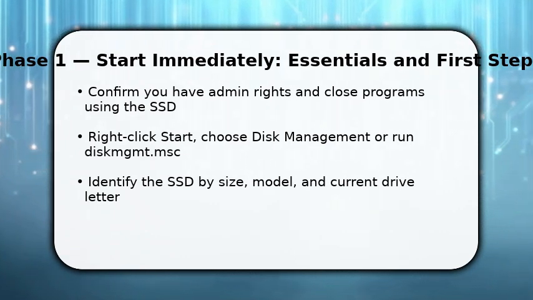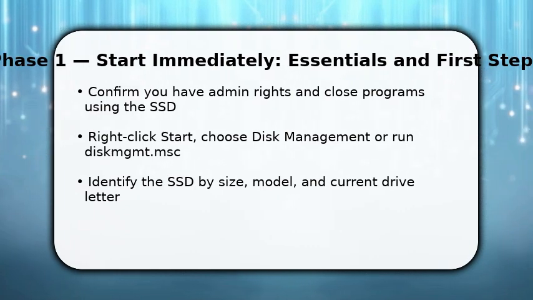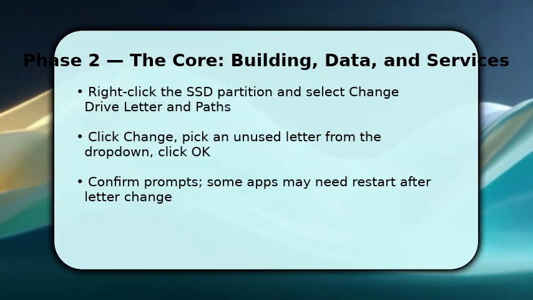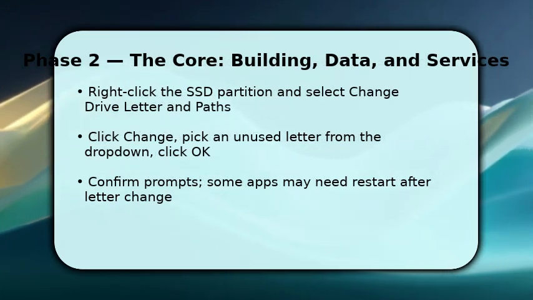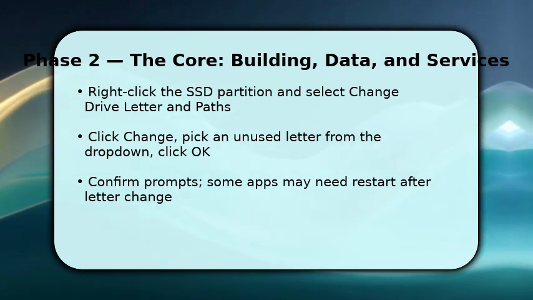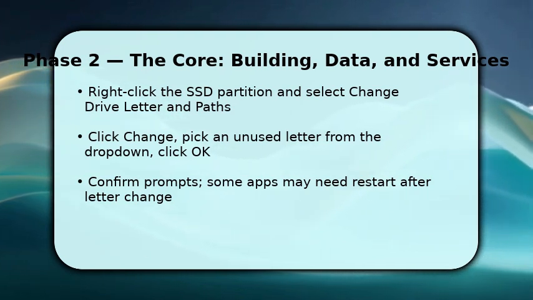With the correct disk selected, right-click the partition to access next step actions. Once you right-click the partition, choose Change Drive Letter and Paths to open the dialog. Click Change, then select an unused letter from the drop-down. Pick one outside of network mappings to avoid conflicts. You should receive a confirmation prompt.